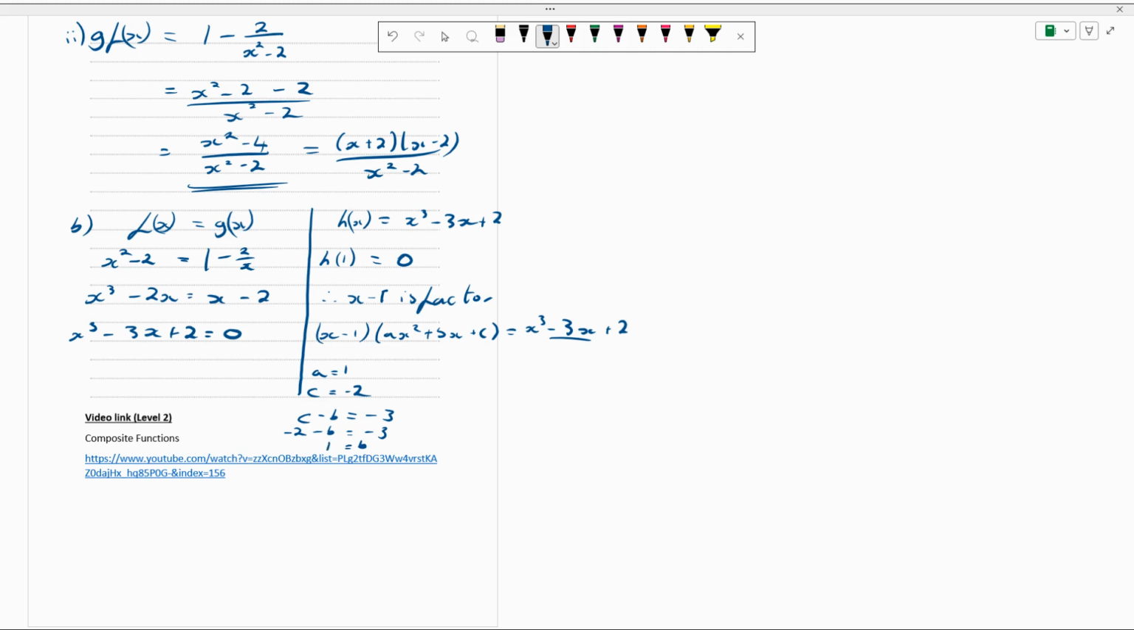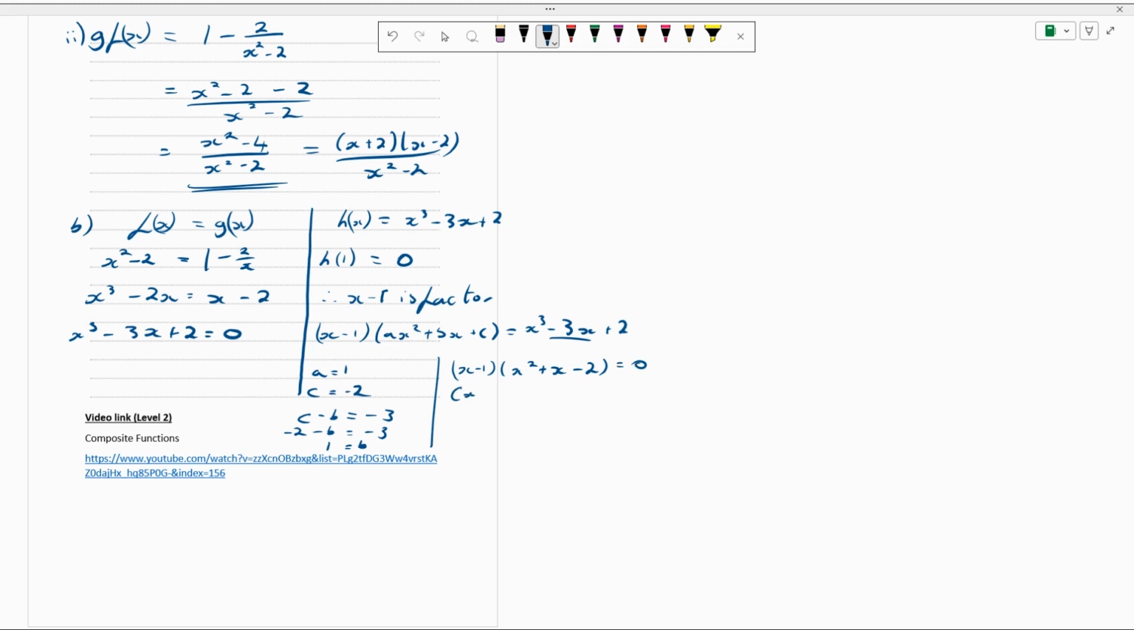Now from here, I can put that back into that quadratic and I can solve it. So if I put it back into my quadratic, I've now got x minus 1 as one bracket, and my quadratic, which is x squared plus x, and then minus 2. Okay, so I'm going to factorize this second bracket now. Remember, all this equals 0.